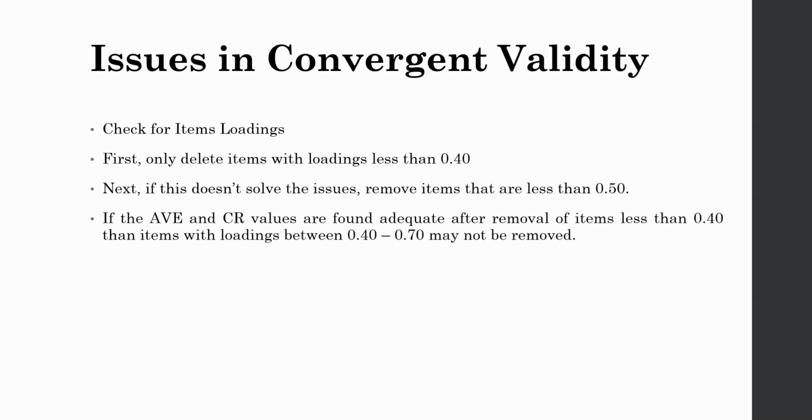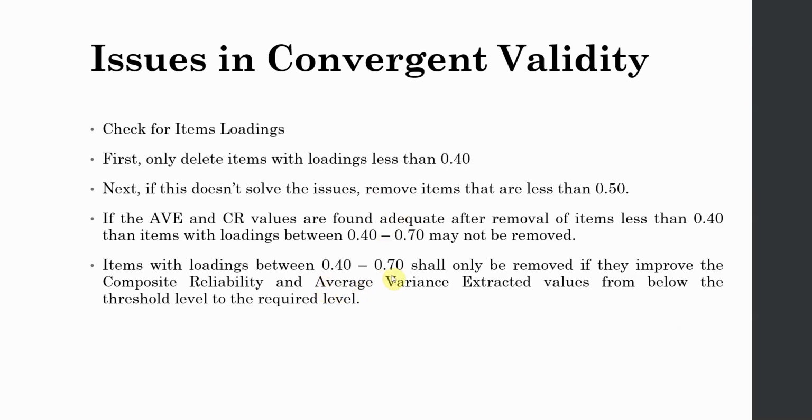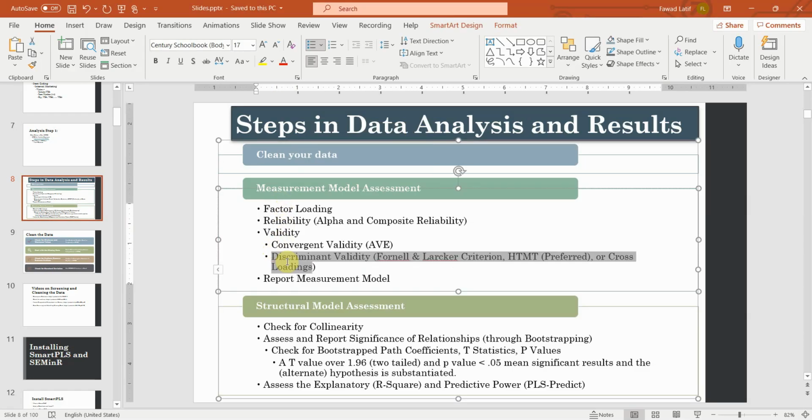If the AVE and CR values are found adequate after removal of items less than 0.40, then the items with loadings between 0.40 and 0.70 may not be removed. But if the problem persists, you can move on and delete items with loadings less than 0.70, but start off with 0.50, then move towards 0.60, and then move towards items with loadings less than 0.70. Items with loadings 0.40 and 0.70 shall only be removed if the removal of the items improves composite reliability and average variance extracted well above their required threshold. If constructs are already over their threshold value for composite reliability and average variance extracted, you do not need to remove the item. Now the next step in measurement model assessment is your discriminant validity.